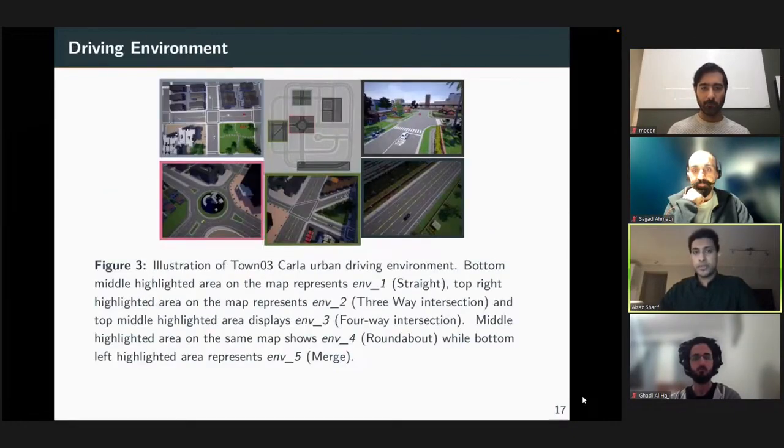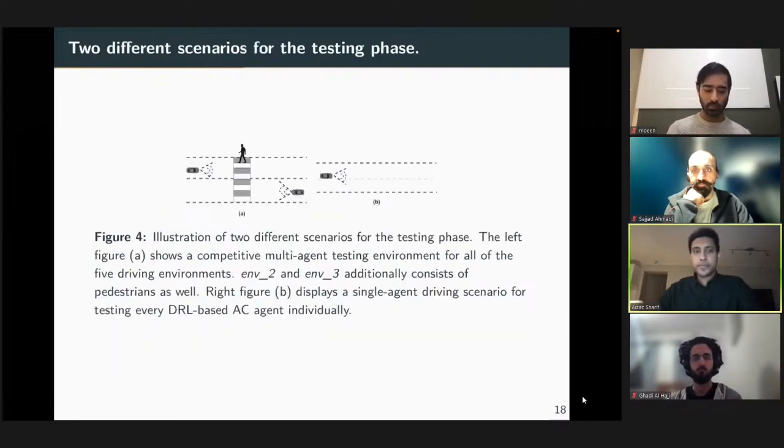We go through these 5 different driving environments for training and validation of the deep reinforcement learning algorithms. You can see that we have environments called straight road, 3-way intersection, 4-way intersection, roundabout, and merge, and they all correspond to real world driving scenarios. First we look into a multi-agent scenario where a car can come across a pedestrian and another car, while the same trained models will be used in a single agent scenario to see their robustness in a situation where there is no car around.